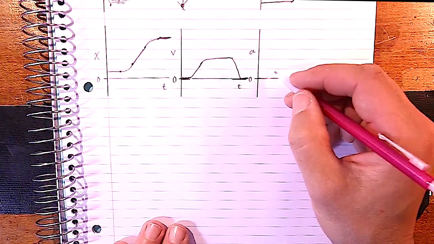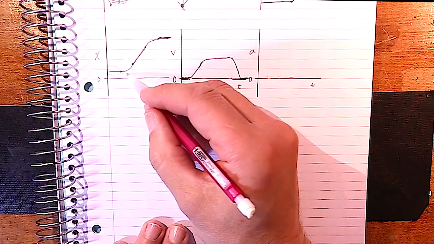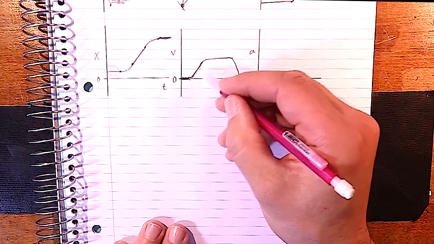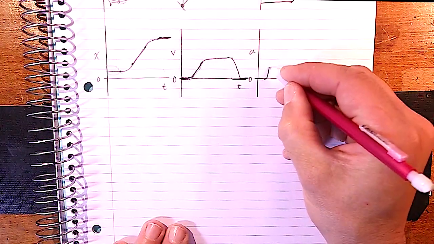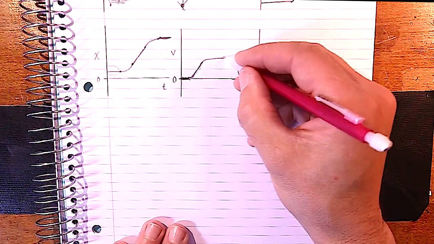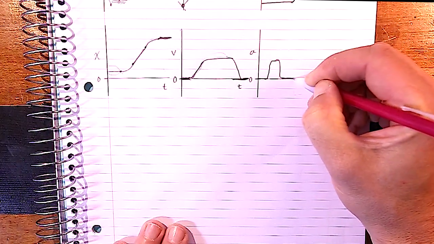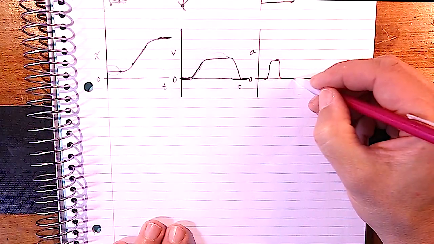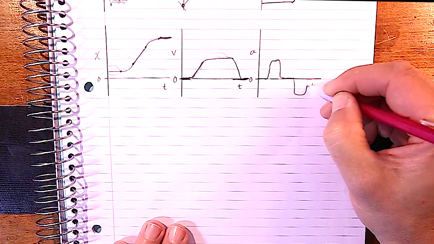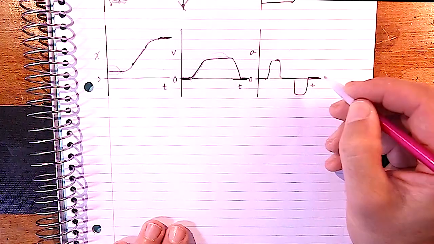So what would our acceleration look like? Well, there would be no acceleration here. An increasing slope here means that we have an increase in velocity, so that would be a constant positive value. And then it's going to drop to 0 because the velocity is not changing. And then finally, we have a negative slope, so a negative acceleration. And then it stops, so the acceleration goes back to 0.